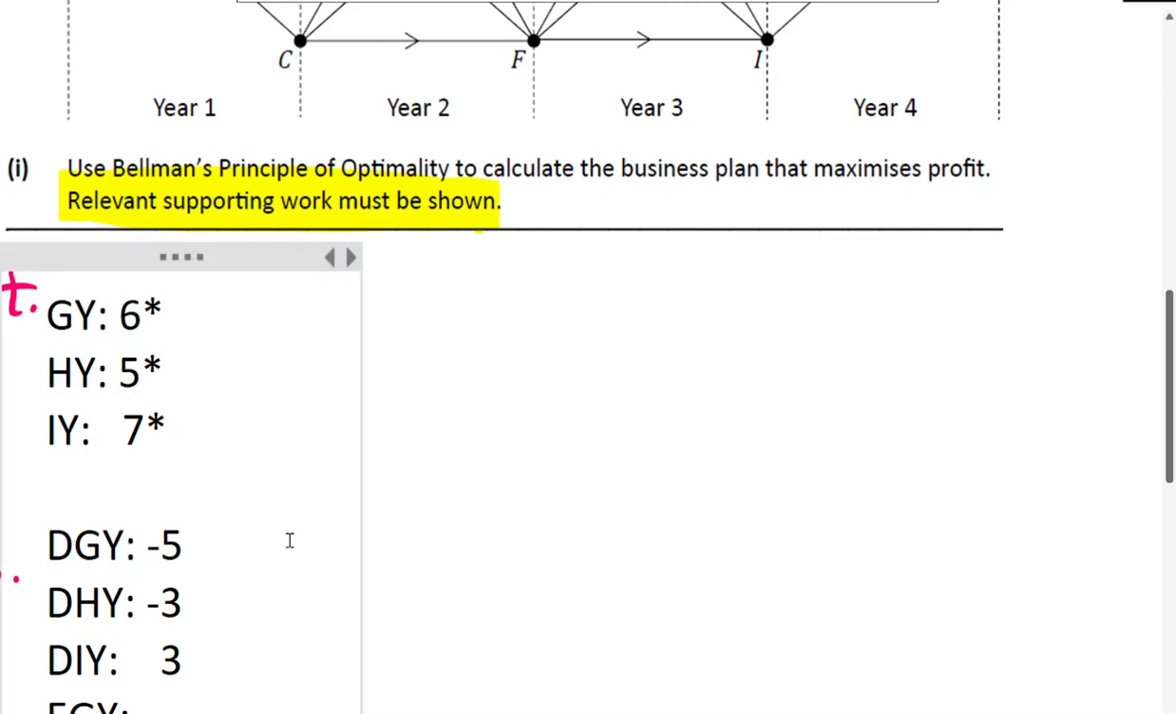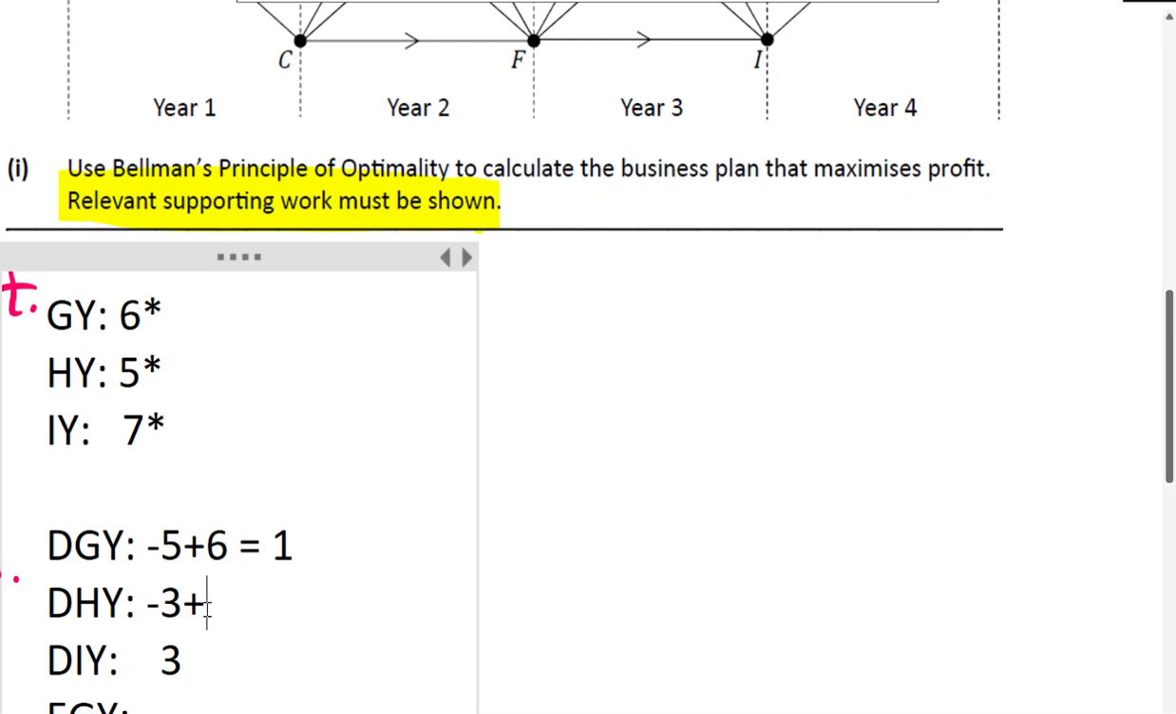It has to include what we know about stage 4. So we know that GY is 6, because 6 is the optimal route. So that gives us -5 plus 6 equals 1. One note is very nice sometimes. So that's the total profit of 1 between stages 3 and 4 from D.